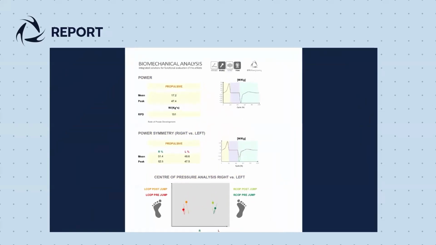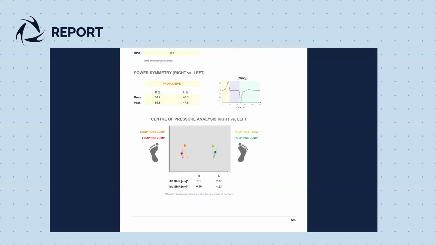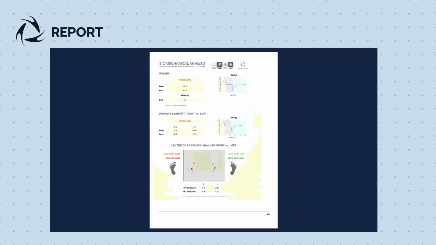The first table evaluates the overall power developed during the propulsive phase, including mean and peak values, and the rate of power development. Power is calculated as the product of vertical force and velocity, normalized to body weight. The second table assesses symmetry in power development during the propulsive phase, showing each side's percentage contribution to total power. Center of pressure analysis in the bottom section displays the center of pressure position for each side at toe-off and landing. Anterior-posterior and mediolateral shifts are also reported, allowing an assessment of symmetry and coordination during the jump.